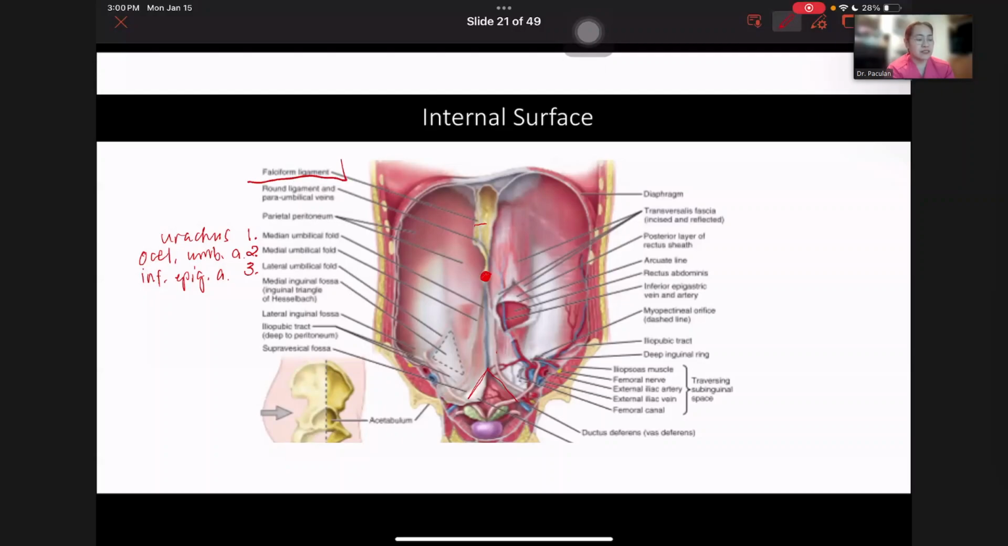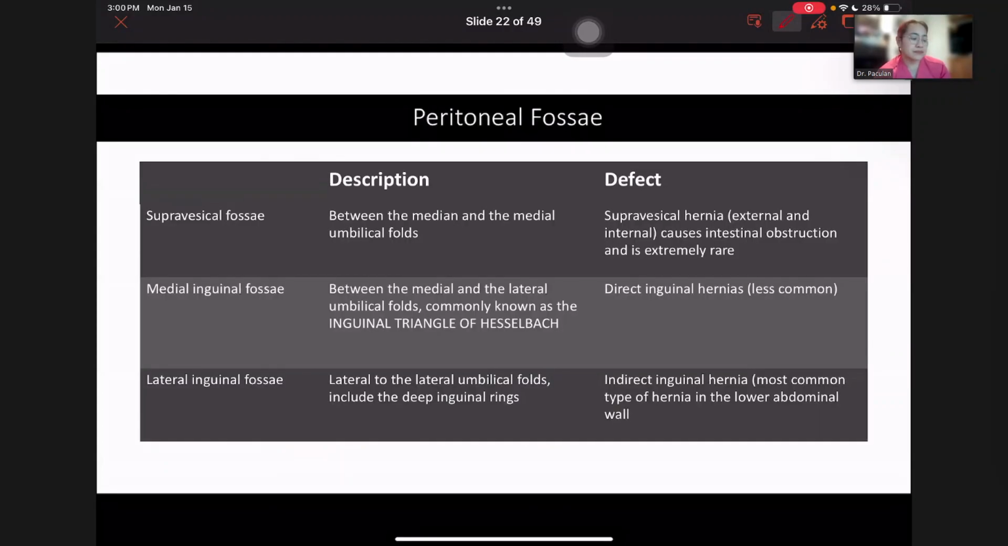After mentioning the falciform ligament, then we can go back to the peritoneal fossae. These are the depressions: you can read here your supravesical fossa, your medial inguinal fossa, and your lateral inguinal fossa, and their corresponding defects. If you have a defect between the median and the medial umbilical folds, you have a supravesical hernia that causes intestinal obstruction, and it's extremely rare.